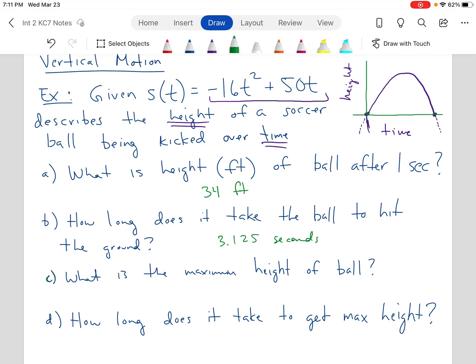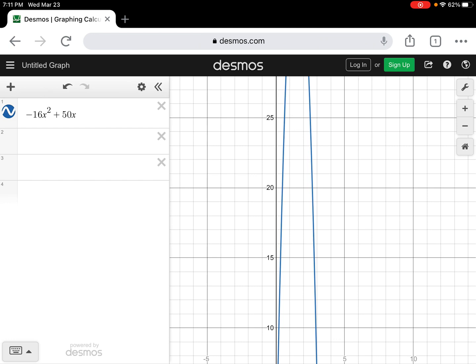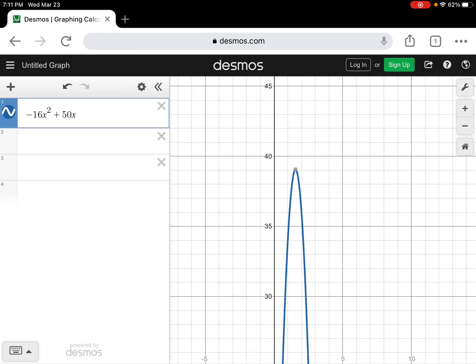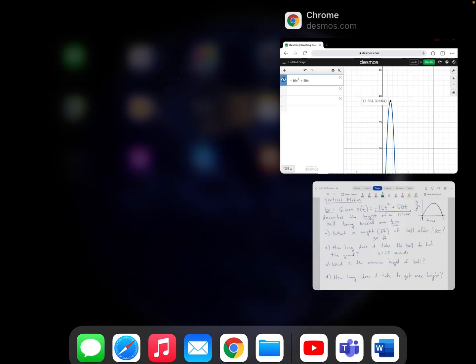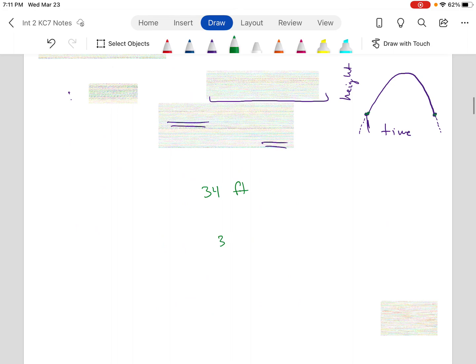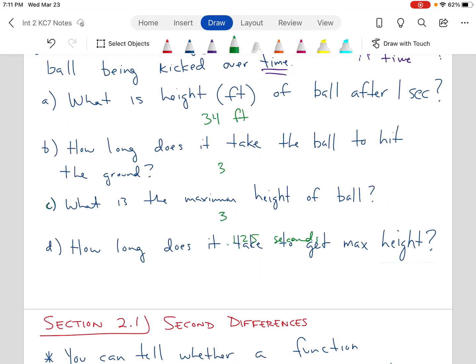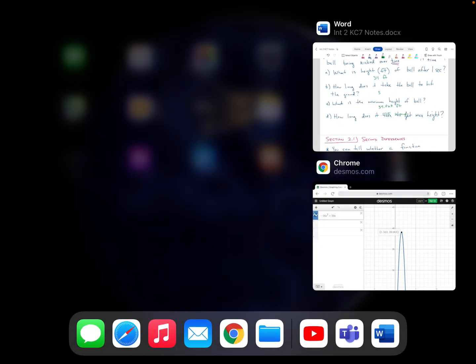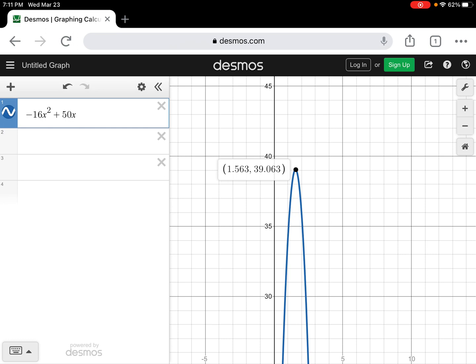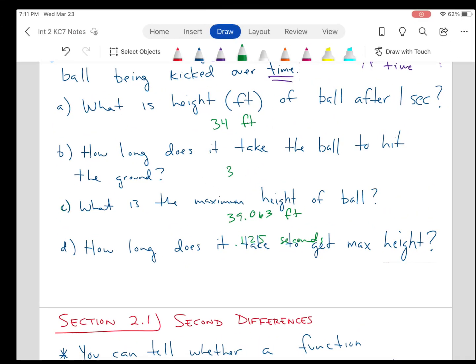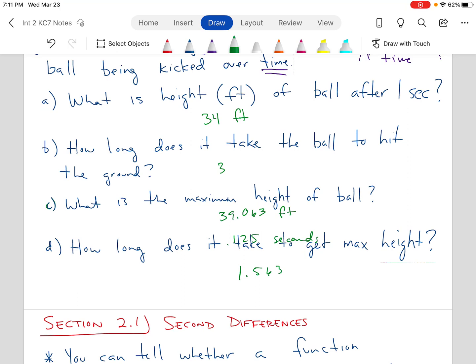And then what is the maximum height of the ball? That would be my vertex. Okay, remember that x is talking about time and the height is y. So I'm looking at my y coordinate. That would be 39.063 feet. And then last but not least, how long did it take to get to that height? Again, I'm going to my vertex, and that's 1.563 seconds. That's all.